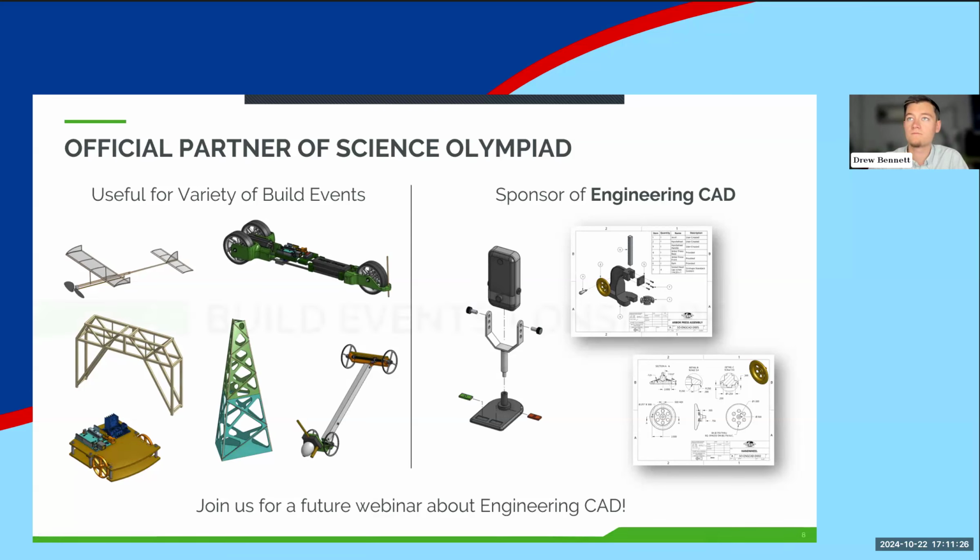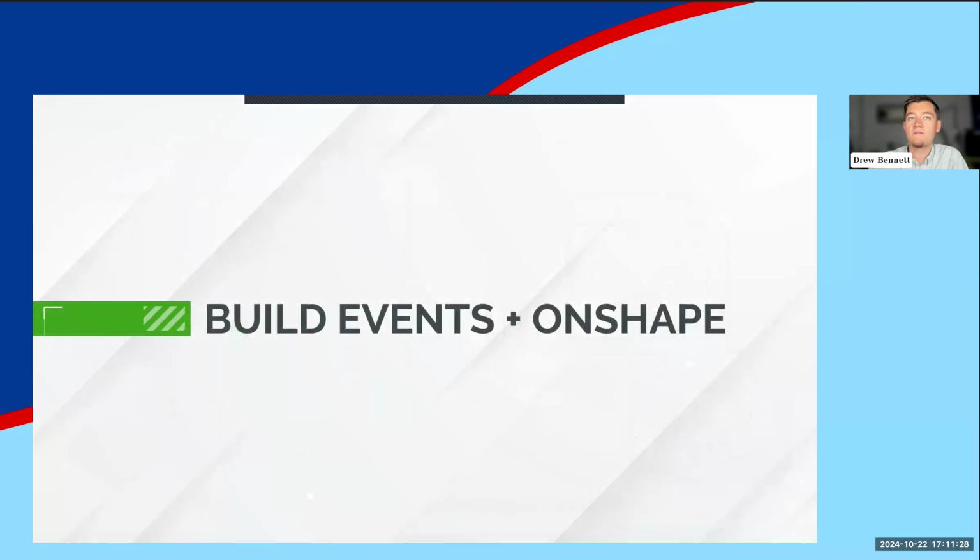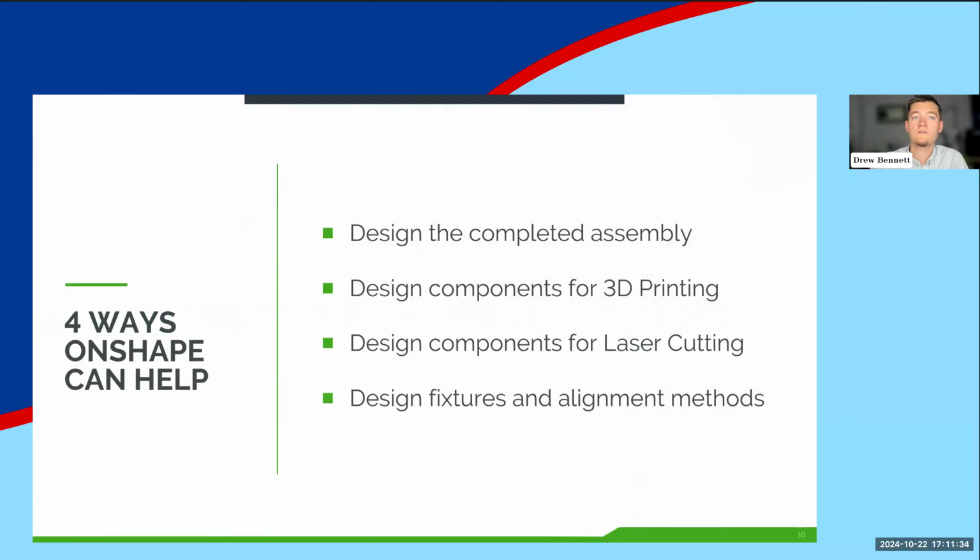So let's keep rolling. Let's take a dive, and we're going to end up looking at some different models about how you can use OnShape with your build events. As the title was in Zoom, it was 4 ways OnShape can help you with your build events. So these are the 4 bullet points that we wanted to cover. Dom and I did some brainstorming, and these are the major takeaways we had.